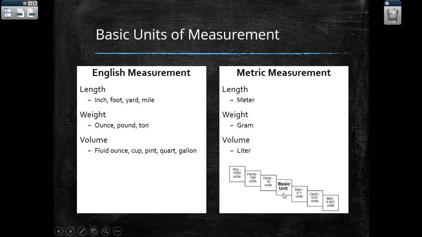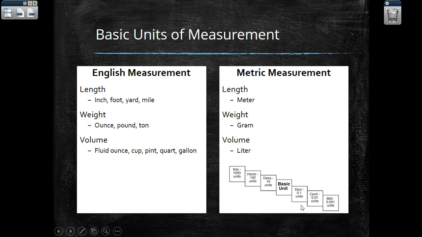Here's the basic unit. That's going to be your meter, gram, and liter. As we move to the left, the units get larger. As we move to the right, they get smaller. Deca is 10 of the base unit, so 10 meters, 10 grams. Hecto is 100 of the base unit, and then kilo is 1,000 of the base unit. Deci is going to be 1/10 of the base unit. Centi is 100th of the base unit, and milli is 1,000th of a base unit.